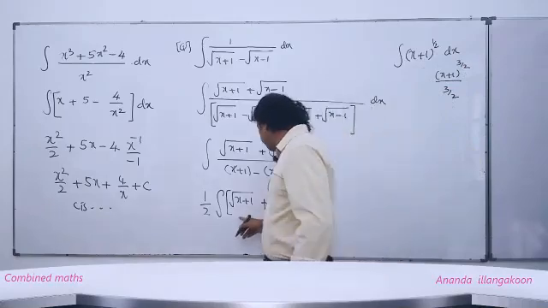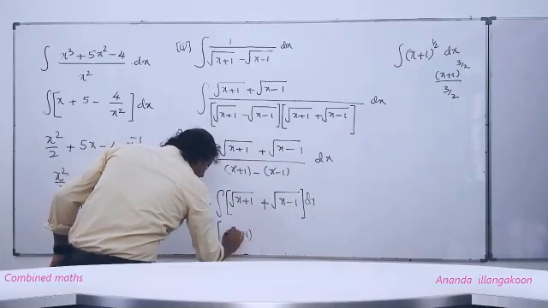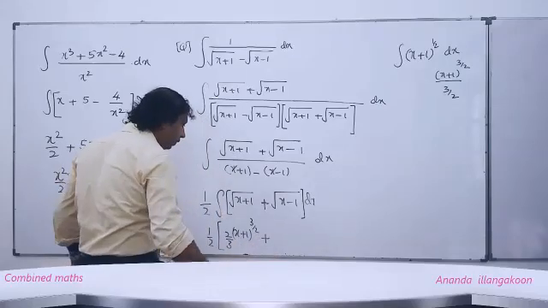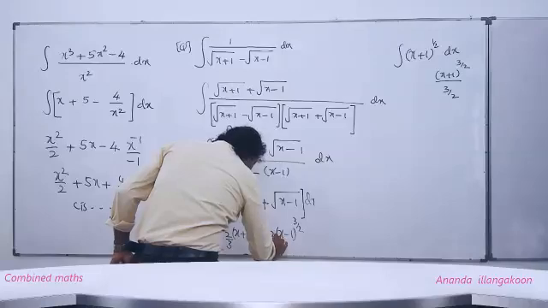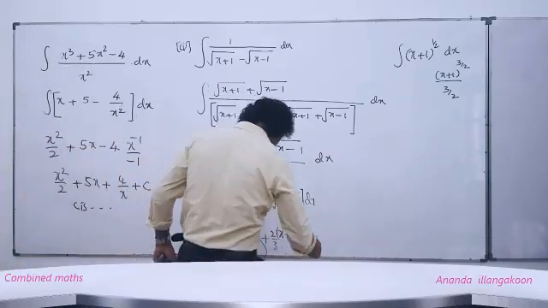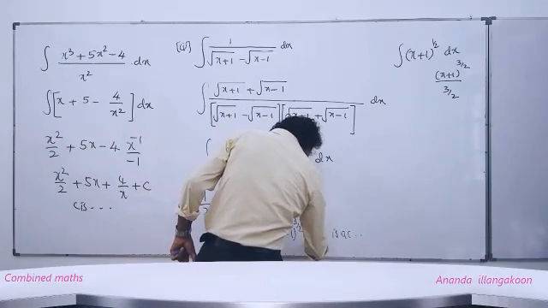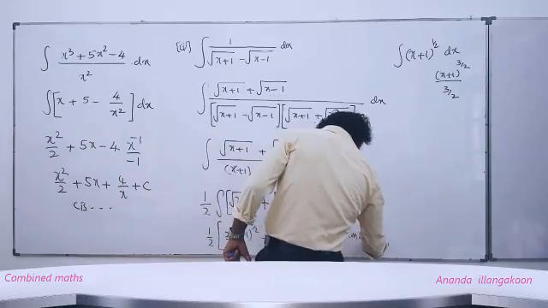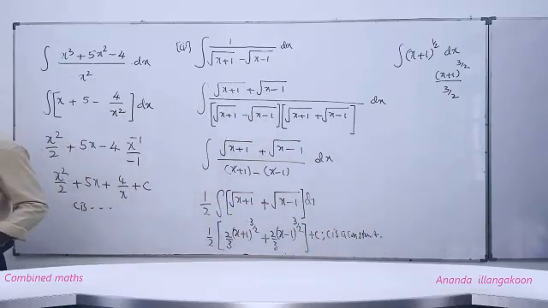So then this integral is half, open the bracket, (x plus 1) to the power 3 by 2 divided by 3 by 2, means multiplied by 2 by 3, plus (x minus 1) to the power 3 by 2 divided by 3 by 2, multiplied by 2 by 3, plus c. C is a constant, right? Okay. We'll take one more.